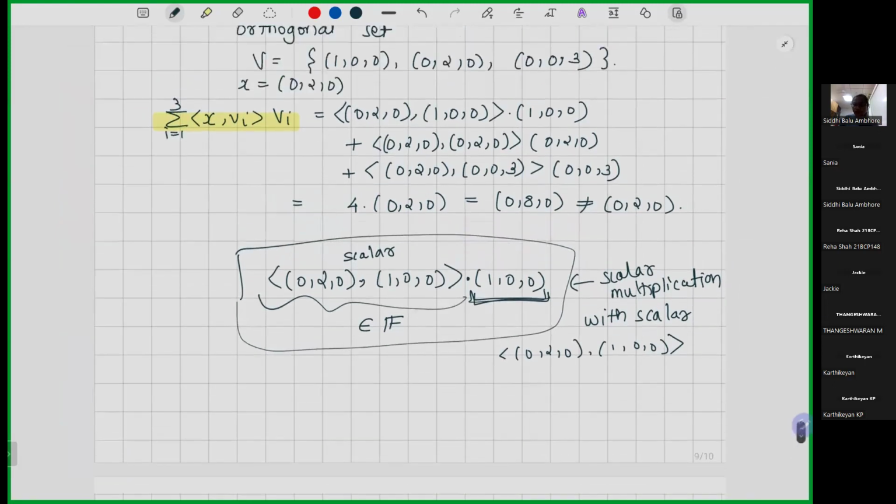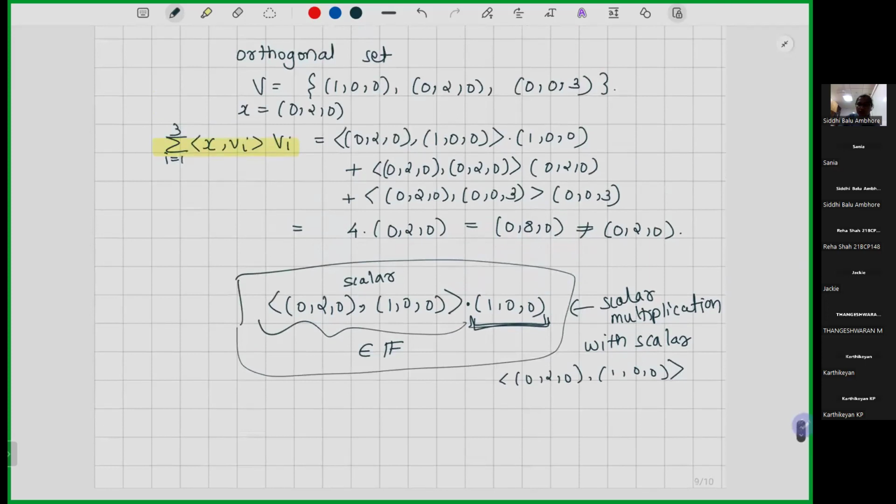Yeah, it's fine, because that's what we did here. Here the inner product was 0, then again here the inner product was 0, and here the inner product was 4, and then multiplied with this. So this was scalar multiplication here, if you see. 4 times this element for the second term here.